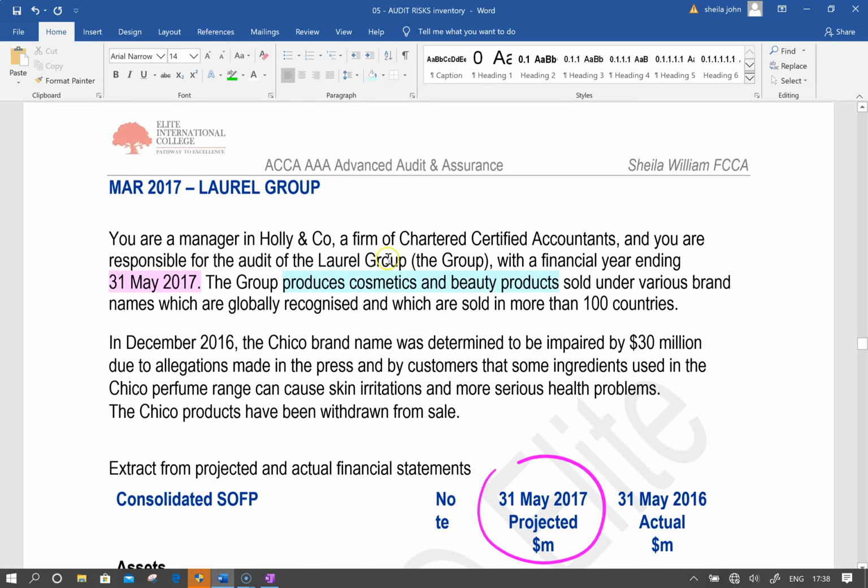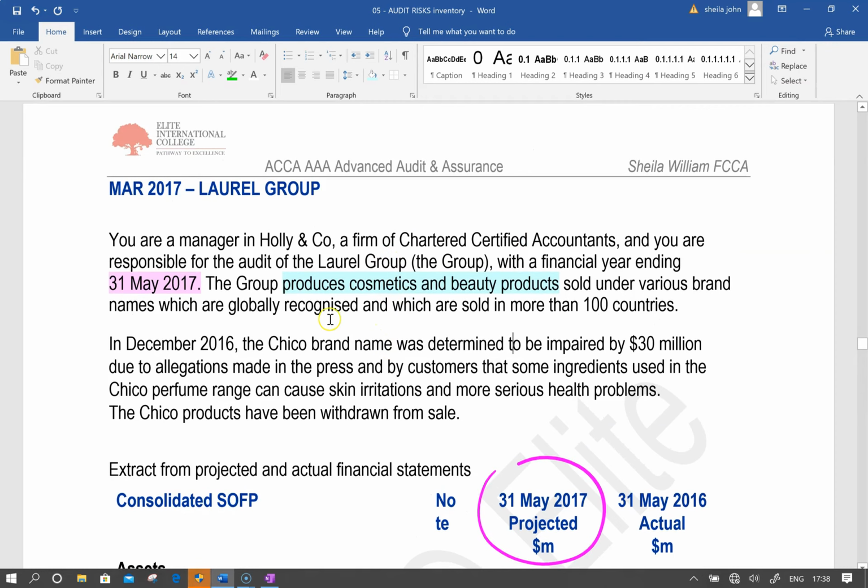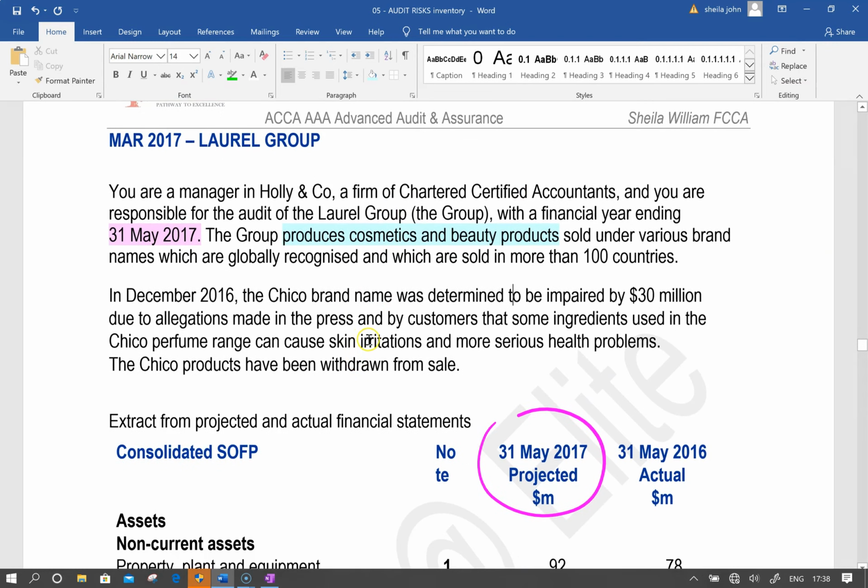In December 2016, 6 months before the year end, the Chico brand name was determined to be impaired by 30 million due to allegations made in the press and by customers that some ingredients used in the Chico perfume range can cause skin irritations and more serious health problems, and the Chico products have been withdrawn from sale. What do we have here? We have inventory. So I'm not going to talk about inventory in general.